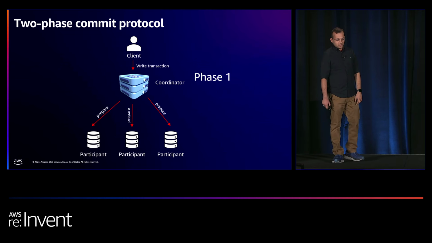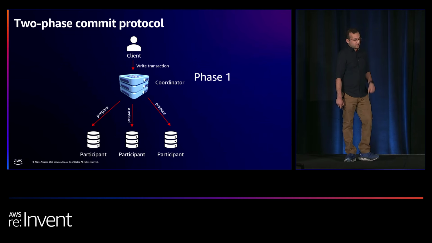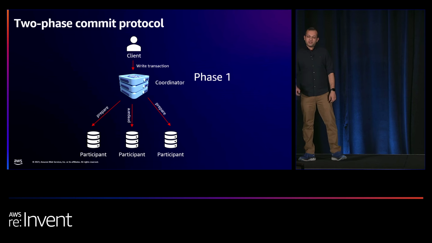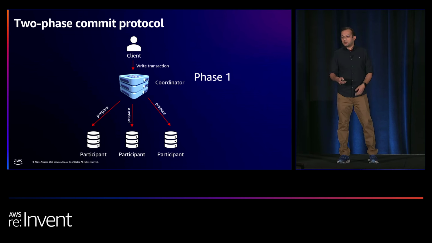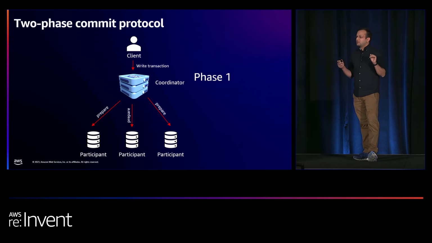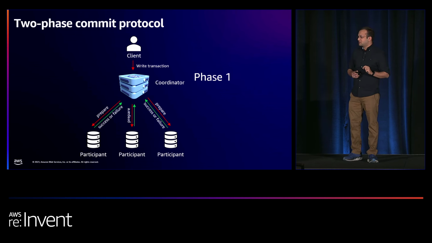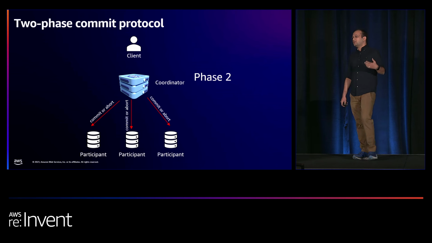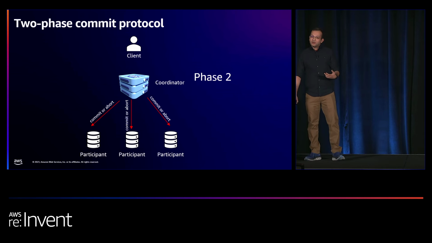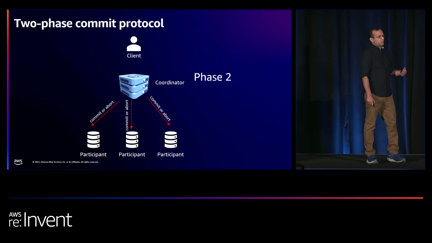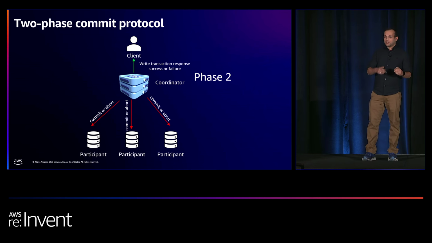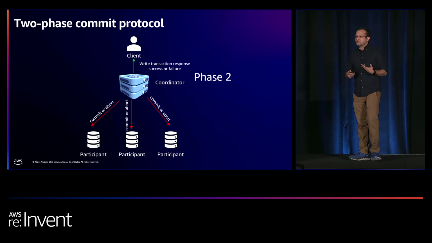In the first phase, when a coordinator gets a write transaction request, it asks each of the participants in the system, hey, can you commit this transaction? Based on its local state, the participant would say, hey, I can commit the transaction, or I reject the transaction. In the second phase, the coordinator, based on the responses that it received from each of the participants, would either commit the transaction or abort it and then send the corresponding response back to the client. Okay, that's the very simple two-phase commit protocol, and it works in these two phases.